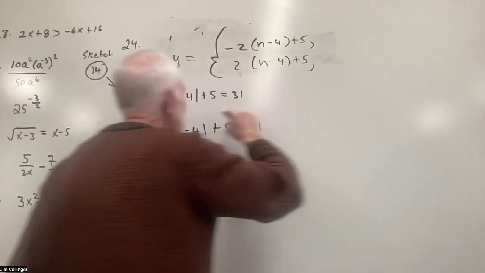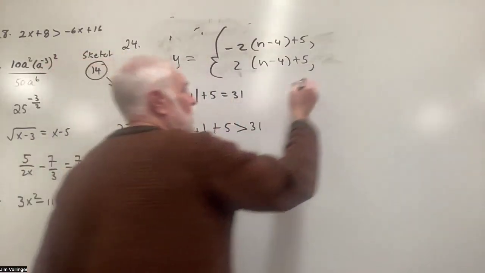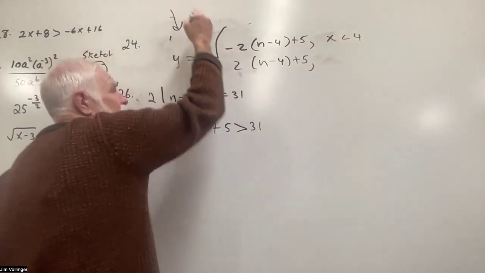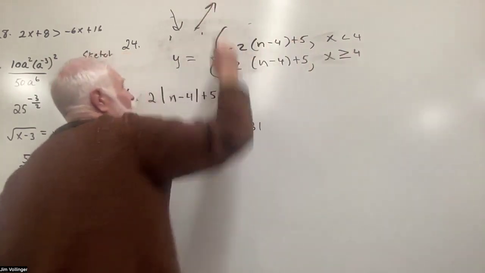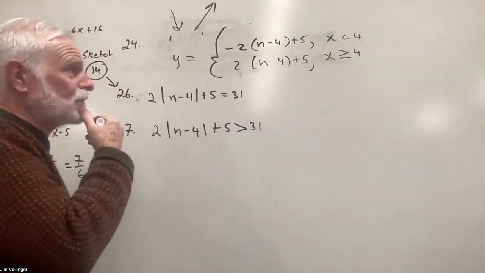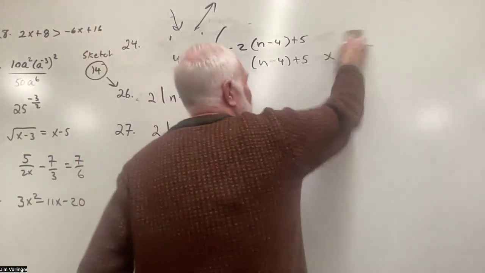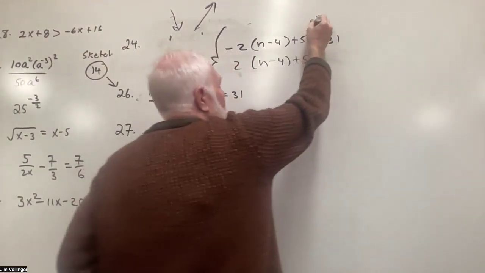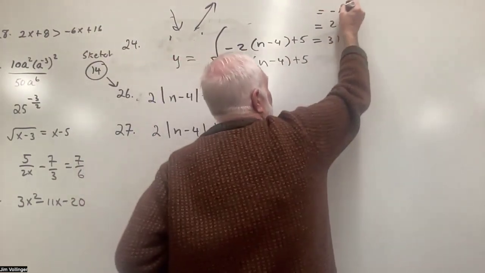The piecewise function occurs when we put the critical number in, which is 4. So when x is less than 4, I'm on the decreasing side. And when x is greater than or equal to 4, I'm on the increase, and we'll keep talking about that all term long. If I want to know when it equals 31, I'll go 31 here, this one going up. Subtract 5, 26. Divide by negative 2, negative 13.